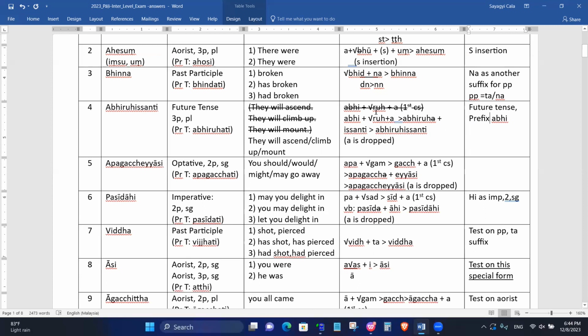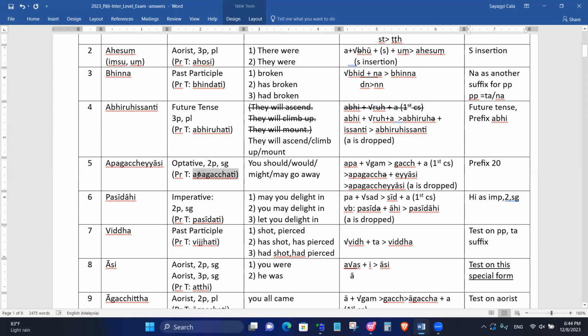So this is to test whether you can see isa is a future prefix, abhi. Now this is also to test whether you understand the prefix apa. I already mentioned in the very first lesson, you need to know there are prefixes here. How many? I think 20. 20 prefixes. Okay, how do you use it? So gacchati, everything also. Apa means away. So apa gaccha means go away. And then aya. Aya means short or word or mind. So si is an optative second person singular.